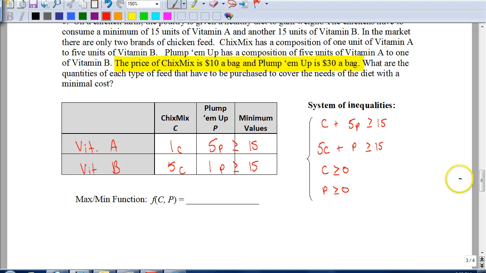And my function, in this case, is going to be minimized. It's going to be 10C. It costs $10 for each bag of Chex Mix, and it costs $30 for each bag of Plump 'em Up.